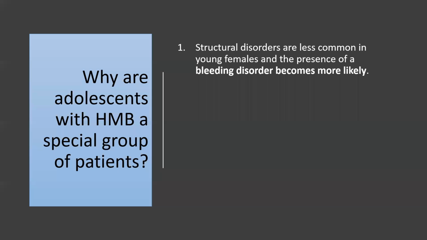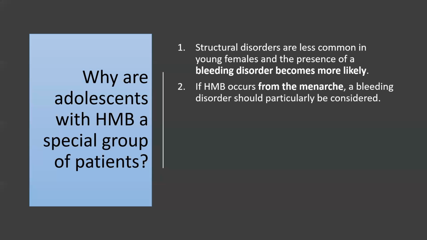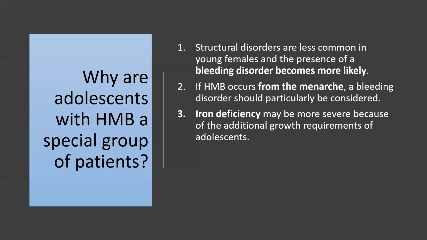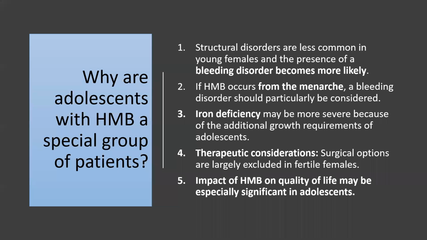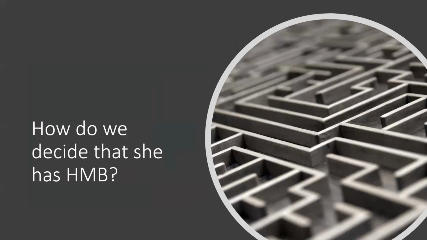So why are adolescents with heavy menstrual bleeding a special group of patients? First of all, because structural causes are less common in this group, and therefore a bleeding disorder becomes more likely. If heavy menstrual bleeding occurs from the menarche, one should also think of a bleeding disorder. Iron deficiency can be more severe because of their additional growth requirements, and it has therapeutic considerations. Surgical options are largely excluded in fertile females. And also the impact of heavy menstrual bleeding on quality of life is especially significant in adolescents.